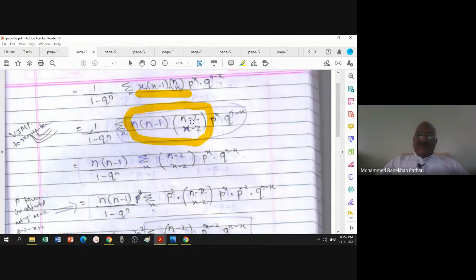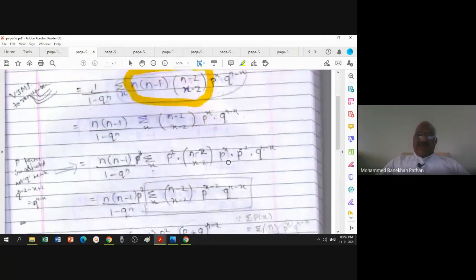Summation n minus 2 choose x minus 2, p raised to x, q raised to n minus x. Now here I make a second adjustment: p raised to x multiplied by p raised to minus 2, and here p raised to plus 2. Plus 2 cancels with minus 2, so it is the same term as this. There is no difference here.